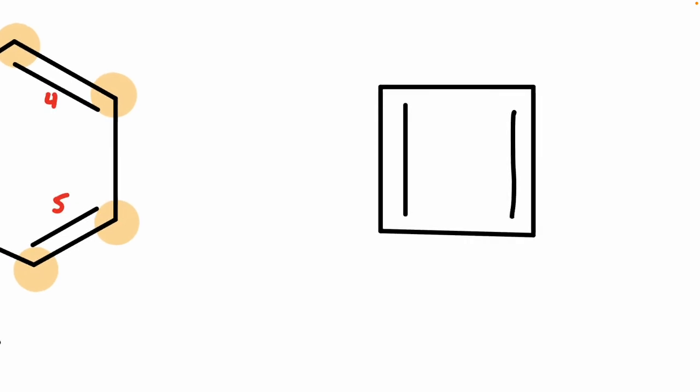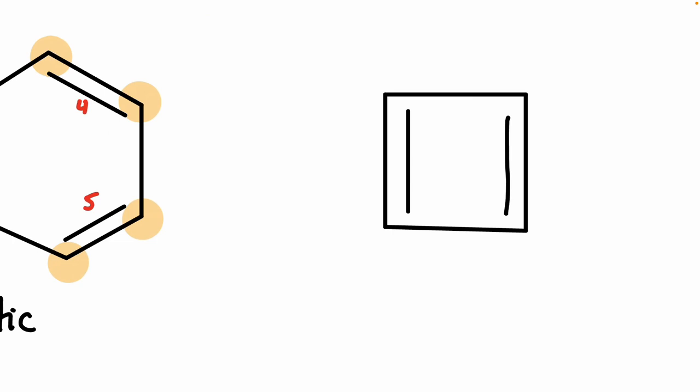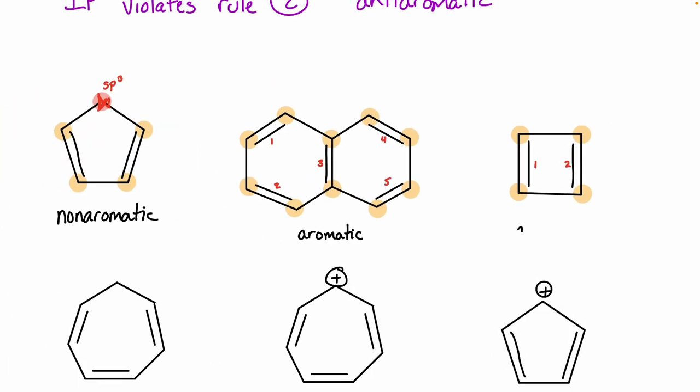All right, let's look at our square here, our cyclobutadiene. Do I have a full network of conjugated pi bonds, a conjugated ring here? This one's sp2, this one's sp2, sp2, sp2, boom. All right, does this one violate rule two? Now I have an even number of pairs of electrons. So this one is anti-aromatic.